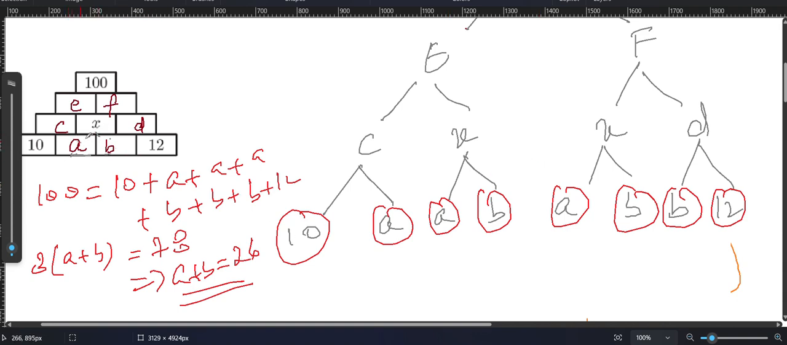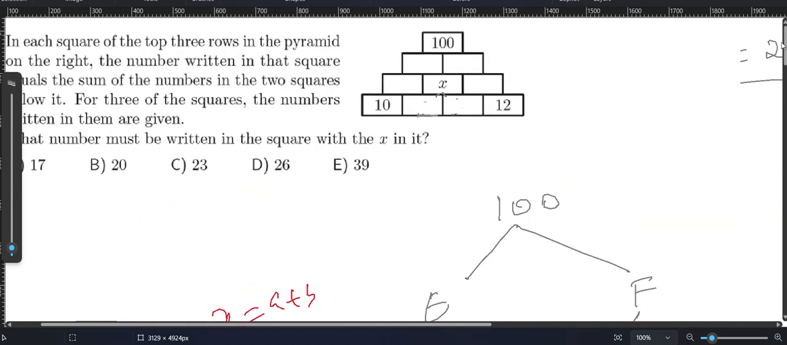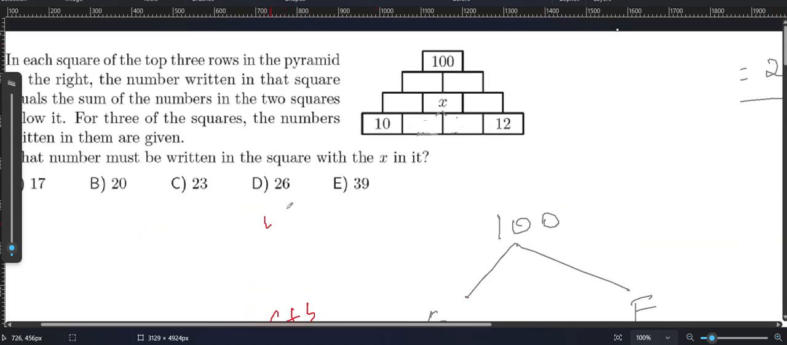X is nothing but the outcome of A and B here. A and B are getting added to produce an X. X is nothing but A plus B. So A plus B happens to be 26. So the value of X happens to be 26. So 26 is the right option here. So this problem came in a particular Dutch Olympiad. It was given in the junior section.